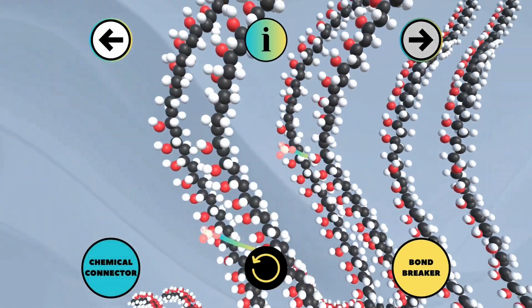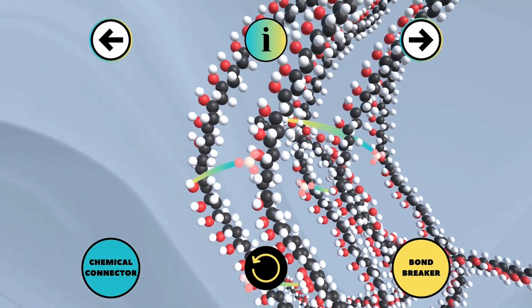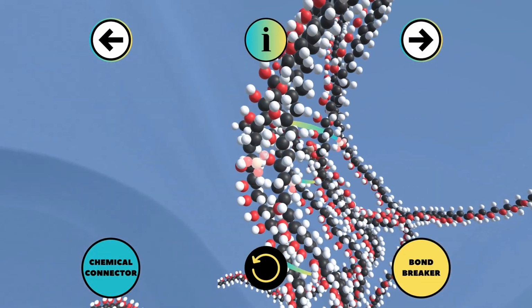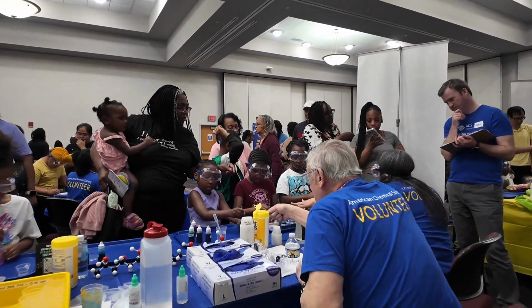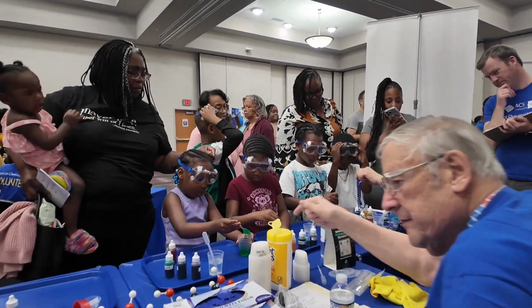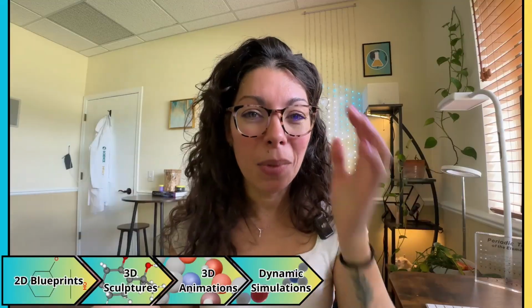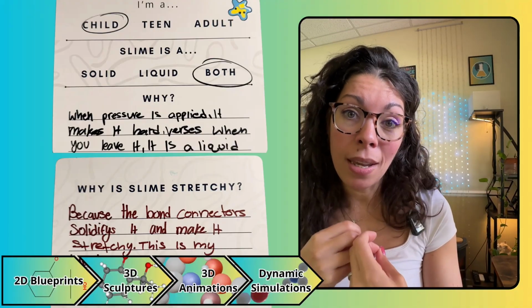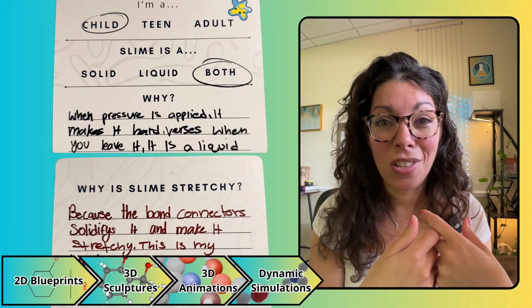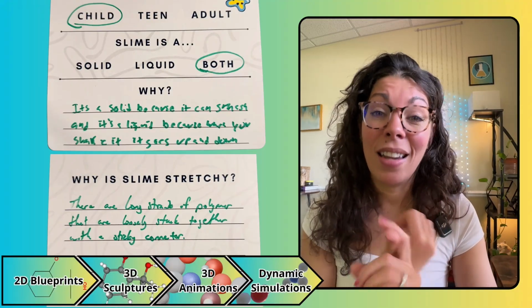5 dedicated players even beat the game, successfully creating slime by adding the right balance of borate to PVA, alongside actually making the slime, with chemists explaining the bond breaker chemical connector mechanism that underlies slime's gooiness. We were able to measure pre-post a shift from using sensory terms like gooey, wet, stretchy, to using chemistry terminology like polymer, borate, bond breaker, acetic acid, and hydrogen bonds.